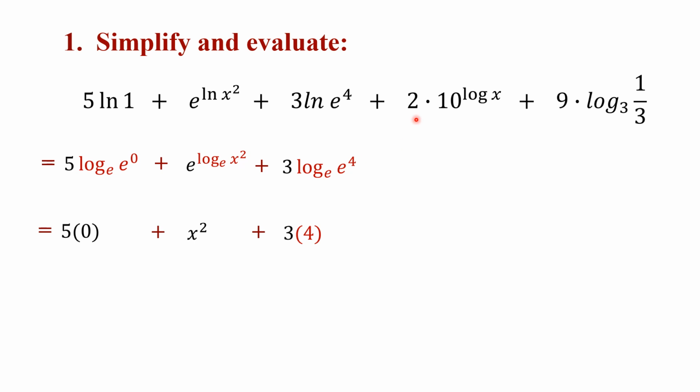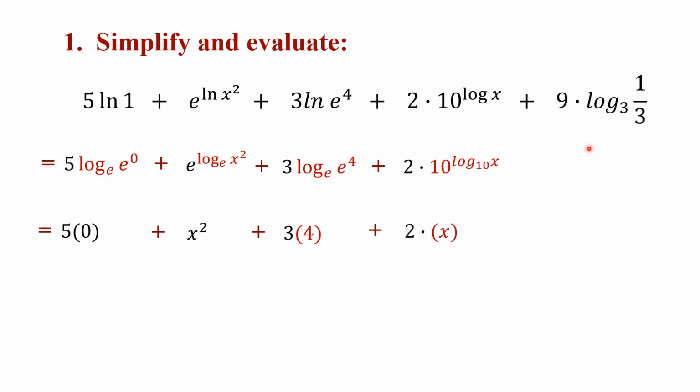And then this, 2 times 10 to the log of x. You cannot multiply these bases because they don't have the same power. The power of 10 here is log x, but the power of 2 here is 1. So what you will do is, you can write this log x as a log base 10, like that. And then simplify this red expression. Since they have the same base, the answer is x. So this is x times 2.